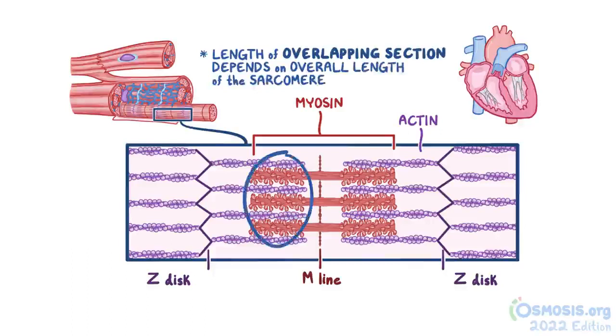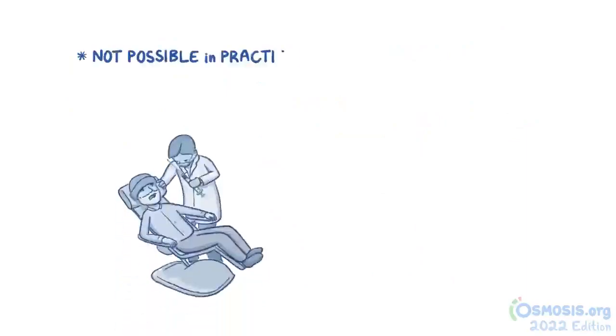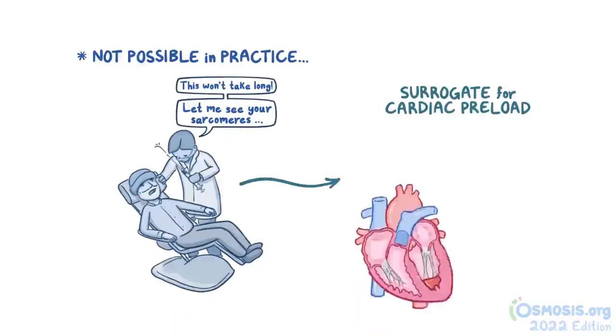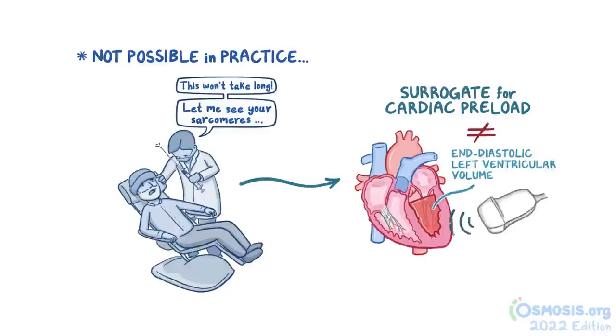But no matter how we choose to define cardiac preload, the problem is that these measurements are not possible in practice. Imagine trying to measure the length of sarcomeres in vivo. Therefore, in clinical practice, a surrogate for cardiac preload is used. Specifically, the volume of blood within the left ventricle at the end of diastole that stretches out the overall muscle wall and each sarcomere within it. It's important to note that the end diastolic left ventricular volume is not the same as cardiac preload, but it can be measured with an echocardiogram, so it's easier to use this parameter in practice.